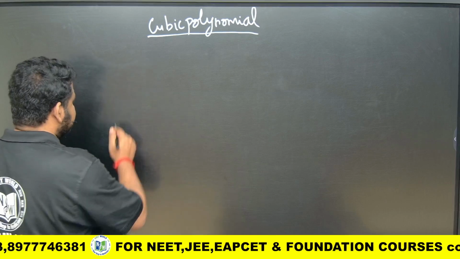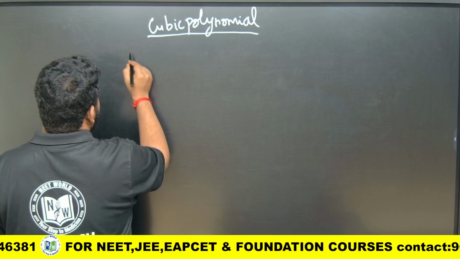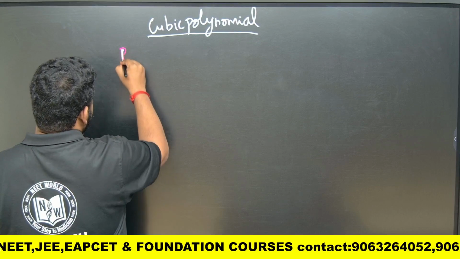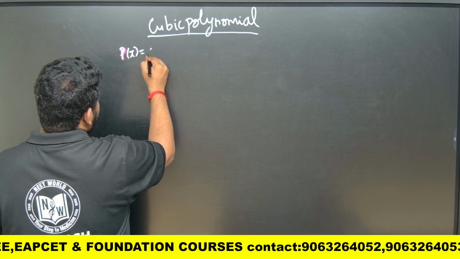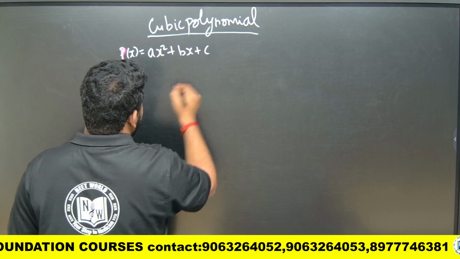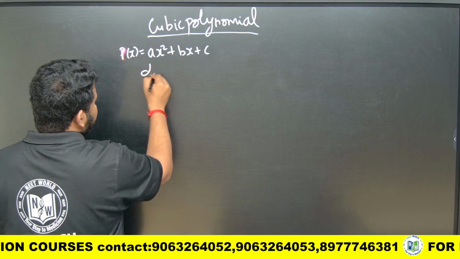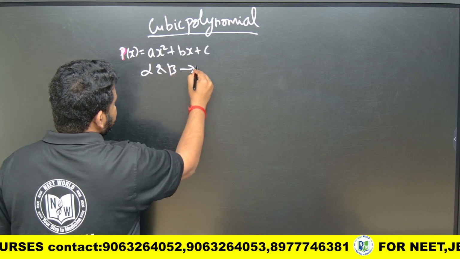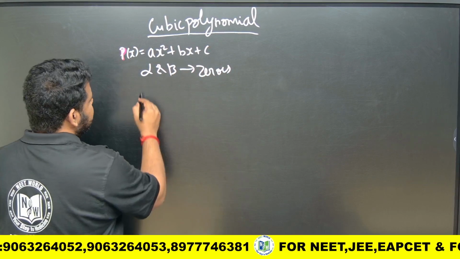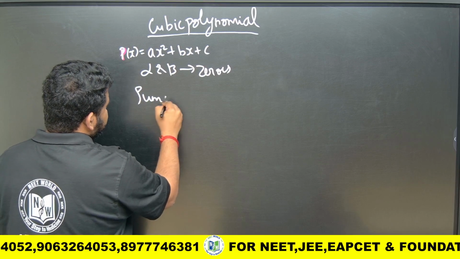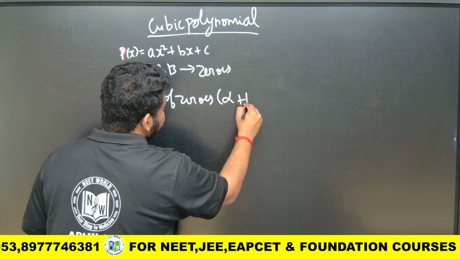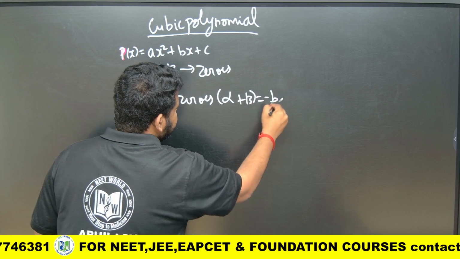So, when it comes to quadratic polynomial, we have quadratic polynomial p of x. P of x is given by ax square plus bx plus c. Now, if alpha and beta are zeros, what is the relation between zeros and coefficients that we have, friends? Sum of zeros, alpha plus beta, is equal to minus b by a.